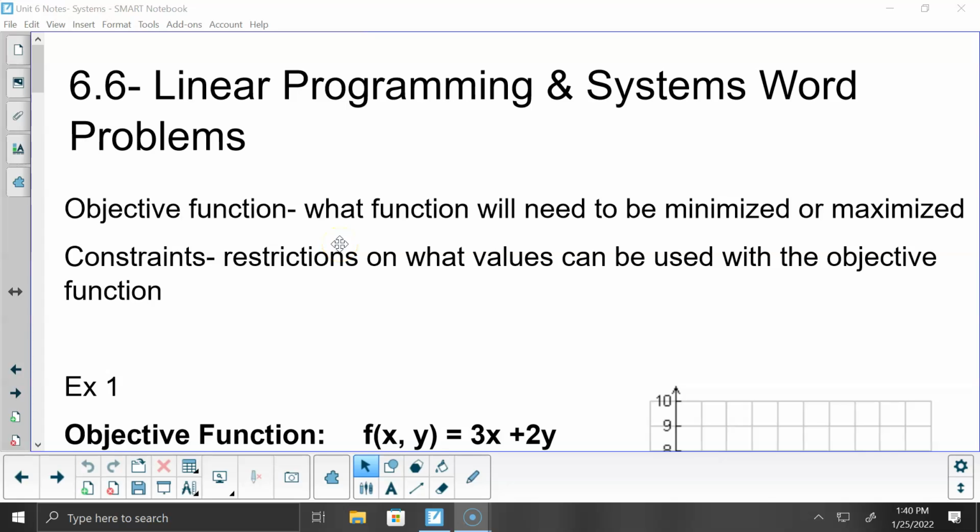All right, so we are doing linear programming and system of equations word problems today. The biggest thing with these is knowing the difference between the objective functions and the constraints. Constraints tend to be a word that kind of freaks people out. They're like, what are you talking about with constraints? It's restrictions on it. So if you think in terms of restrictions on the length of a table, obviously we can't have the length of the table be -3 feet because that's not a thing.